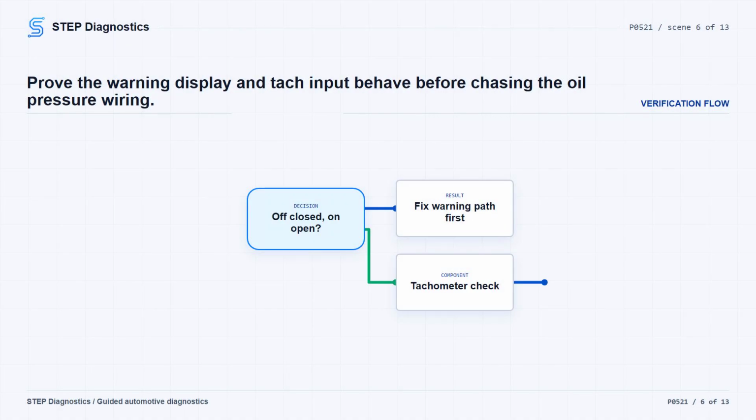Next, make sure the message center can actually display and clear warnings correctly. With the key on, close the doors, hood, and tailgate, clear the active message center warnings with the OK button, and watch the door ajar warning indicator. Open the driver door, clear the pop-up, and watch the indicator again. It should be off with the door closed and on with the door open. If it does not respond that way, do not keep chasing the oil pressure sensor circuit yet. Handle the message center warning path first.